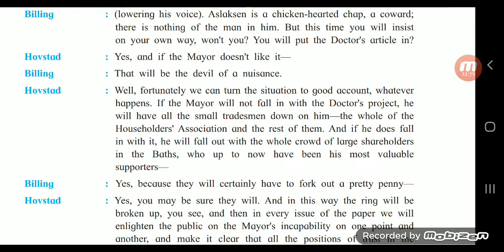Okay, so in both ways, mayor's incapacity to be on that position or to be in that position will be exposed. Okay, so दोन्ही बाजूने आहेत. Ultimately, it is the problem for the mayor only.